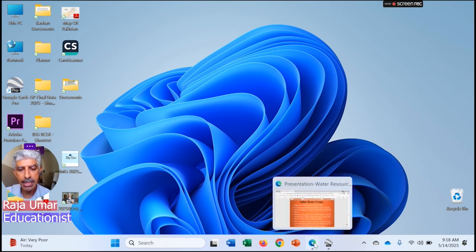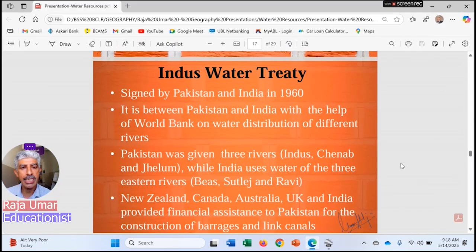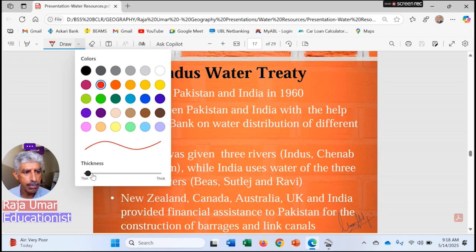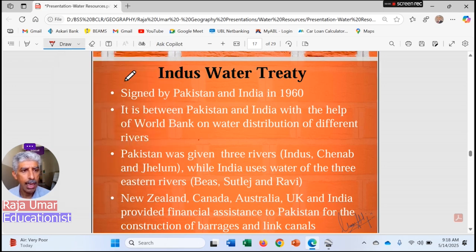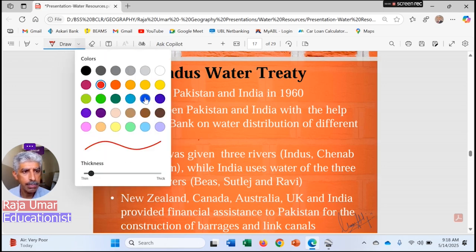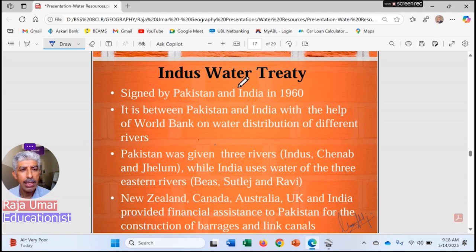Starting our today's lesson that is related to the Indus Water Treaty and certain link canals, we will discuss them. If we talk about Indus Water Treaty first, here you can see that we have the slide for it. The Indus Water Treaty was signed in 1960 between Pakistan and India.